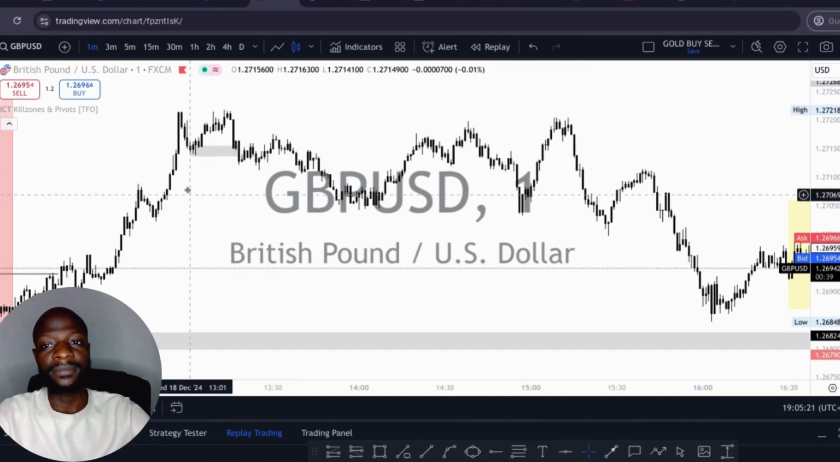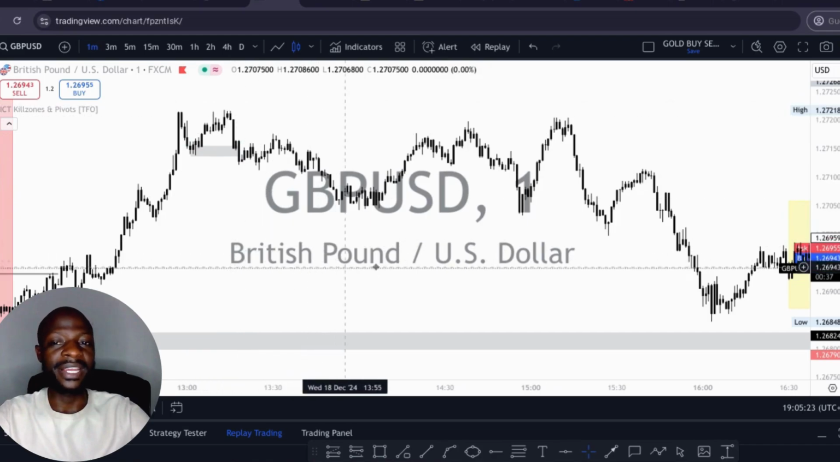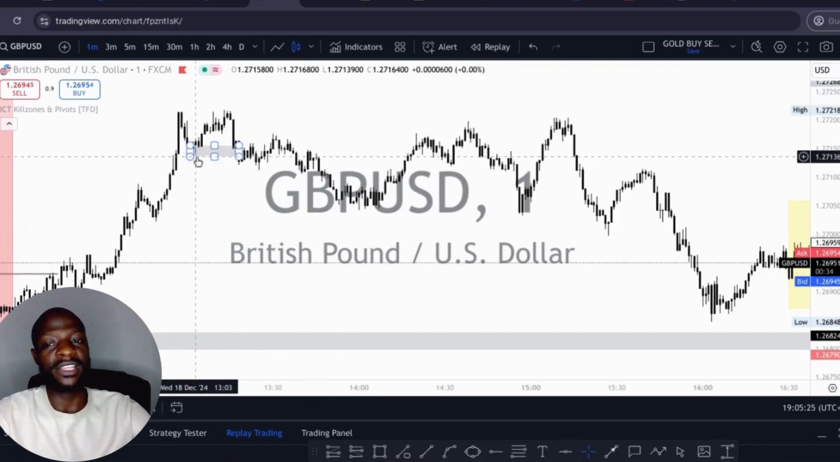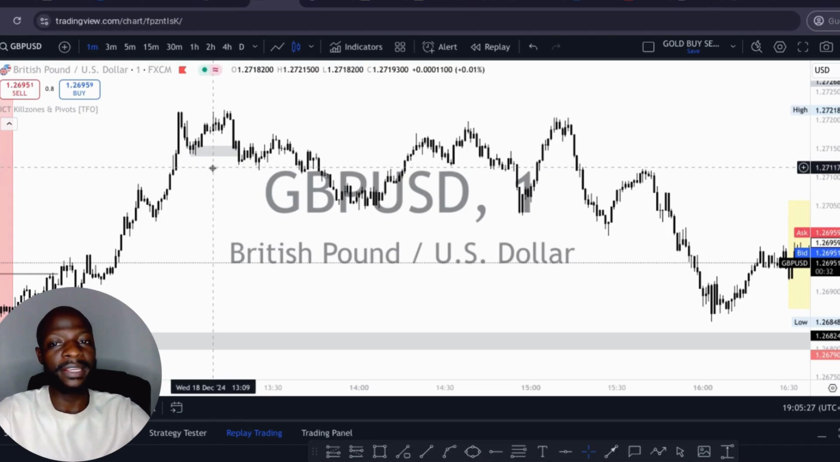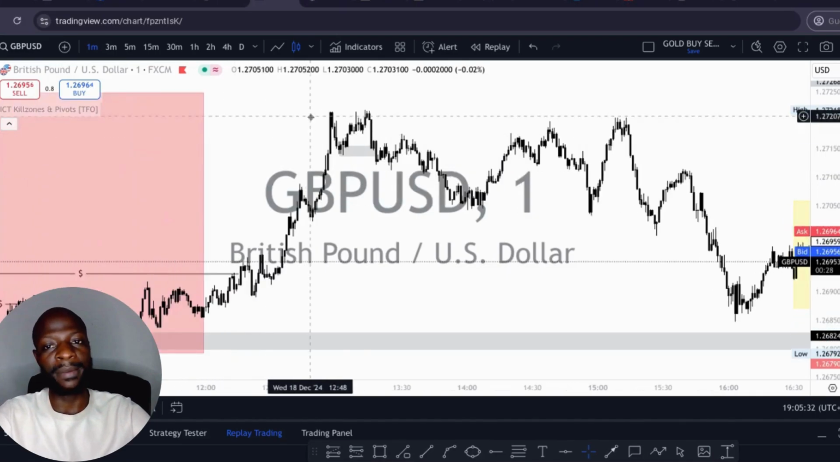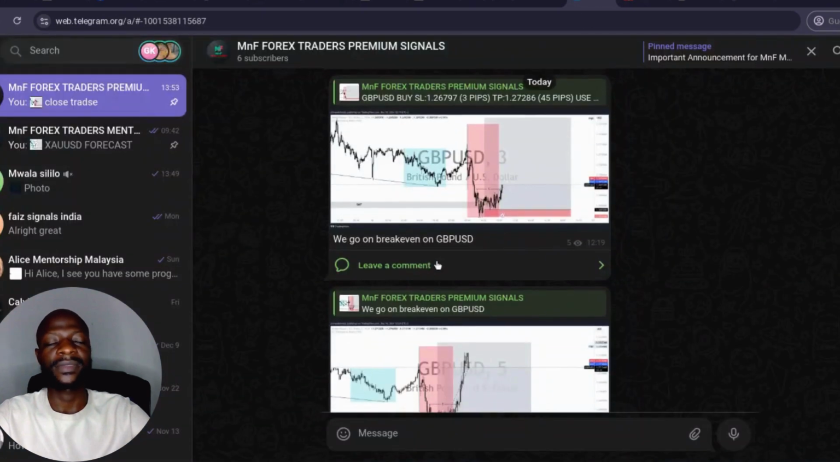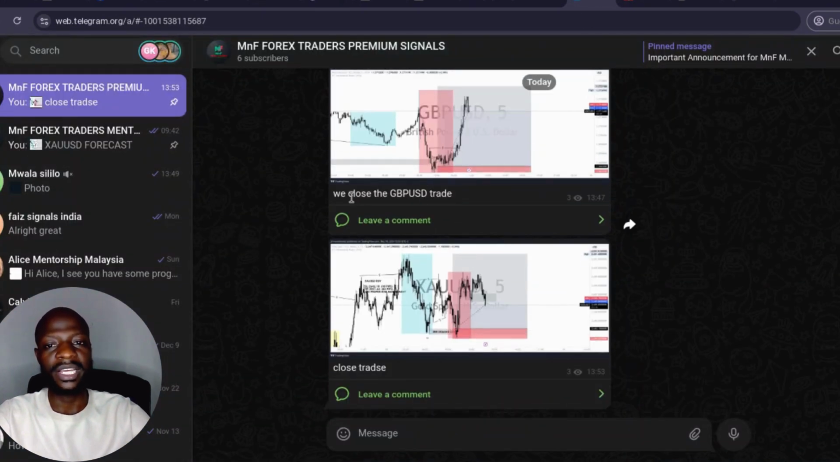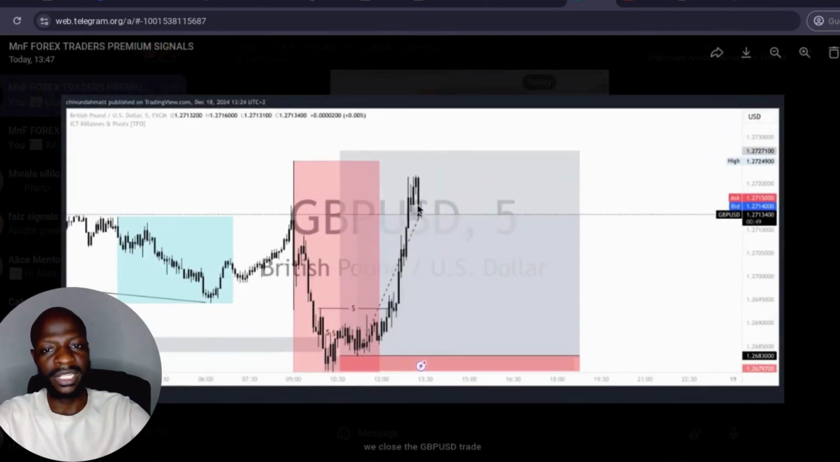Because the market would have changed direction. So you don't want previous lows to be broken. Once they are broken, it means that there's a potential change of the market direction. And this is exactly what ended up happening. So once the market broke this low, I was able to tell the community, guys, let's get out. Let's close GBP USD. And that's how we were able to close this particular trade, because this low was broken.